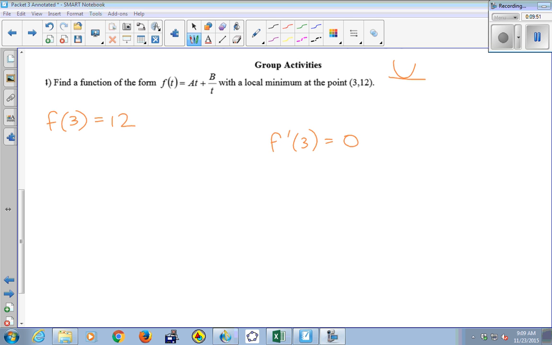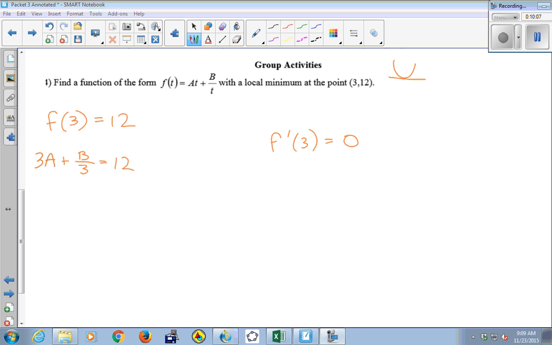All right, so f of 3 equals 12. That means if I go to my original function f and plug in a 3 for t, I get 3a plus b over 3 equals 12. So that's one equation. And to get my other one, I need the derivative.